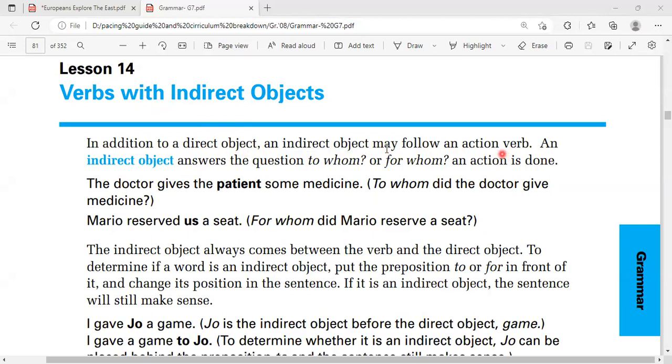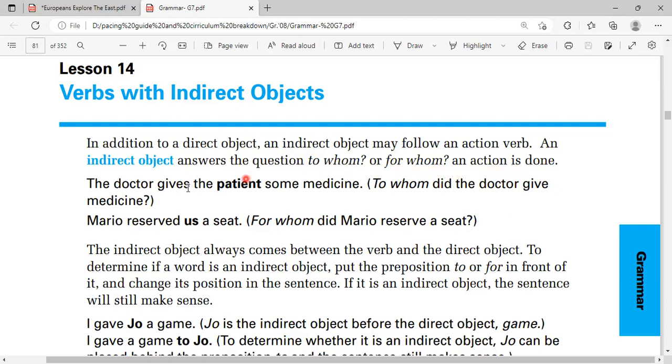Focus here, please. An indirect object answers the question whom. Whom here means asking about the person, or for whom an action is done.